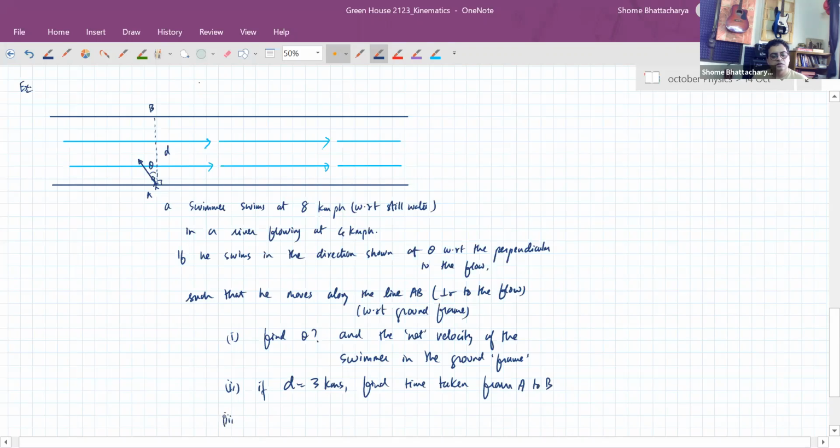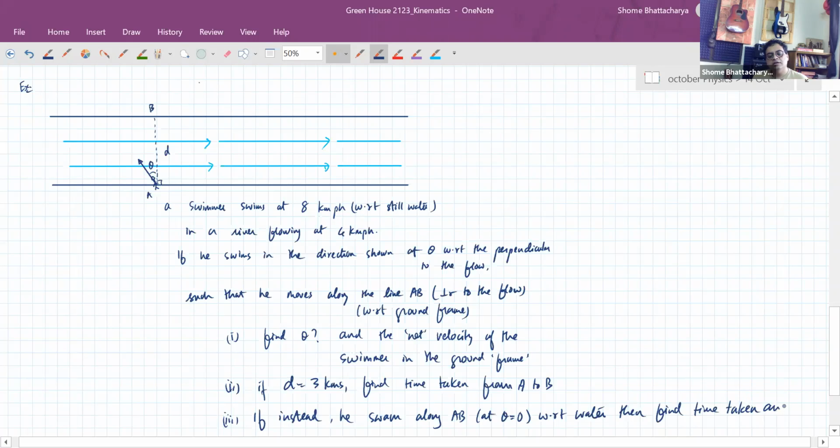Now third part, if instead he swam along AB, that is at theta equal to 0 with respect to the water, then find the time taken and the net displacement. What would be the net displacement in that case?